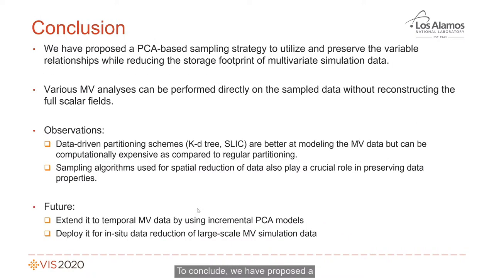To conclude, we have proposed a relationship-aware strategy to sample multivariate data, which facilitates different multivariate analysis directly on the reduced data form. We experimented and tested different aspects of our method. At a high level, we observed that the partitioning schemes, as well as the sampling rates and algorithms, play an important role in how well we model the data and use it for subsequent analysis. You can refer to our paper for more details about these experiments.